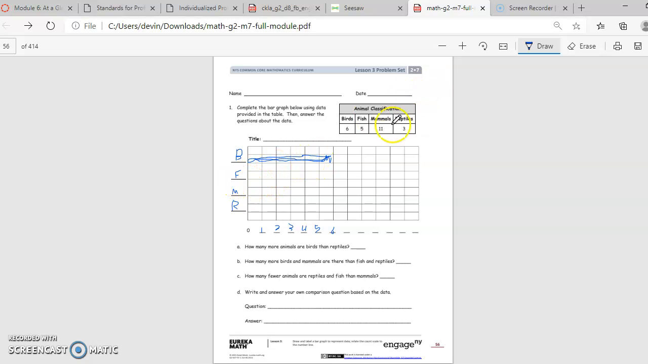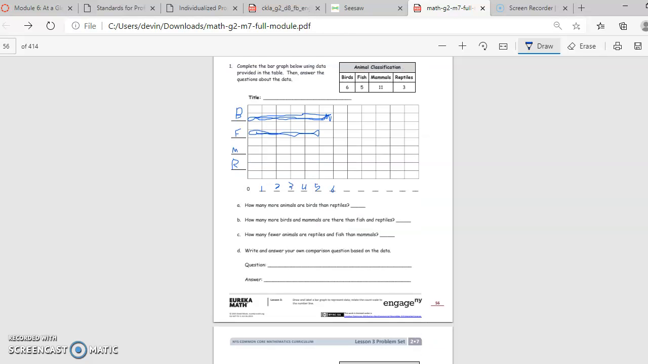Okay, fish is 5. So you'll go 1, 2, 3, 4, 5. And then color this whole thing in. I just can't do this on a laptop, but if you're doing it with a pencil, you can color the whole thing in. Alright, so you'll finish this for mammals and reptiles, and then answer the questions at the bottom. How many more animals are birds than reptiles? You can use the information from the bar graph or the table. And then D, you're going to make up your own question again, like we did yesterday.